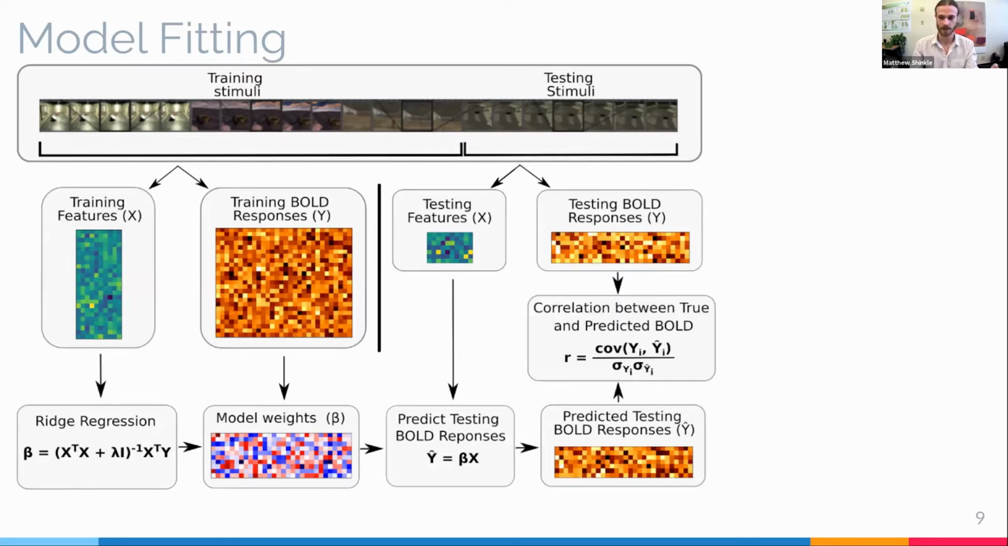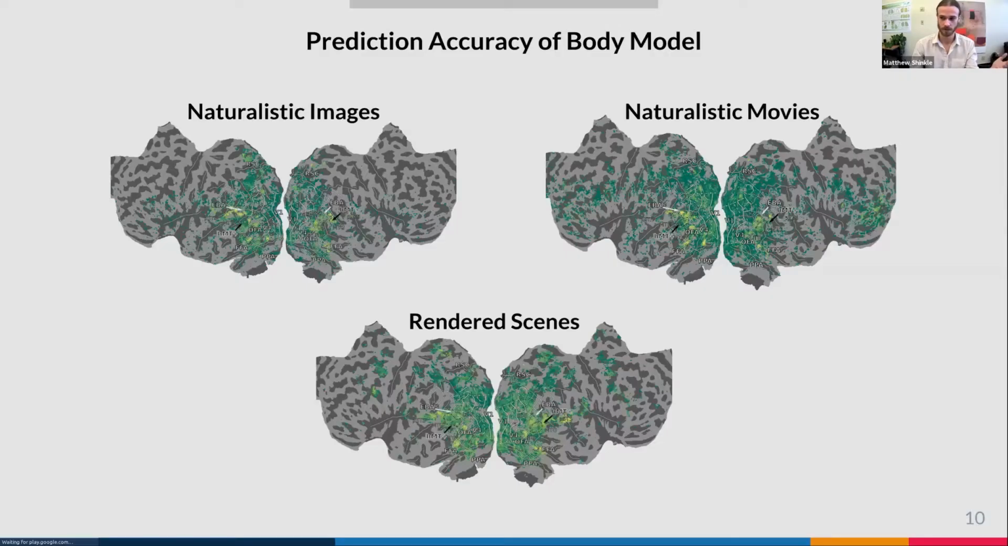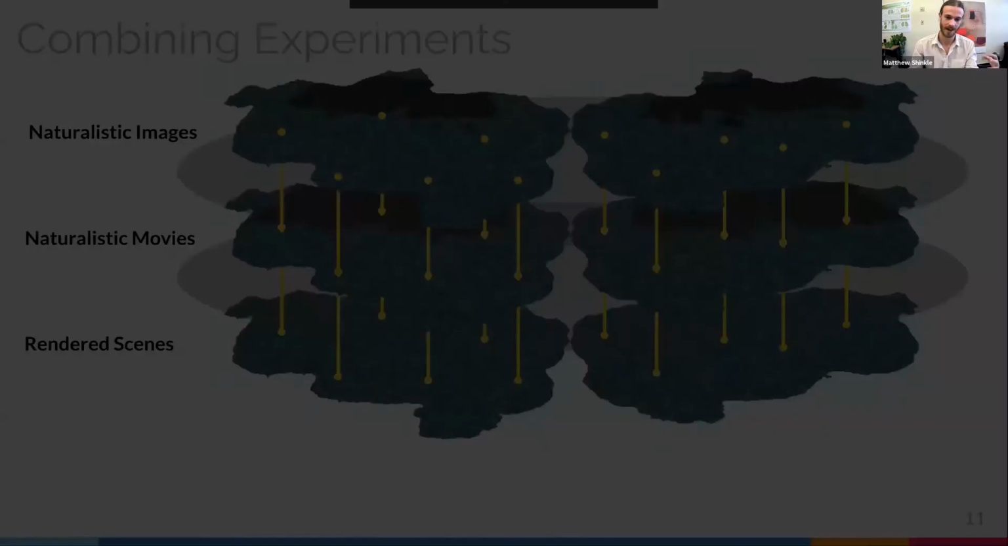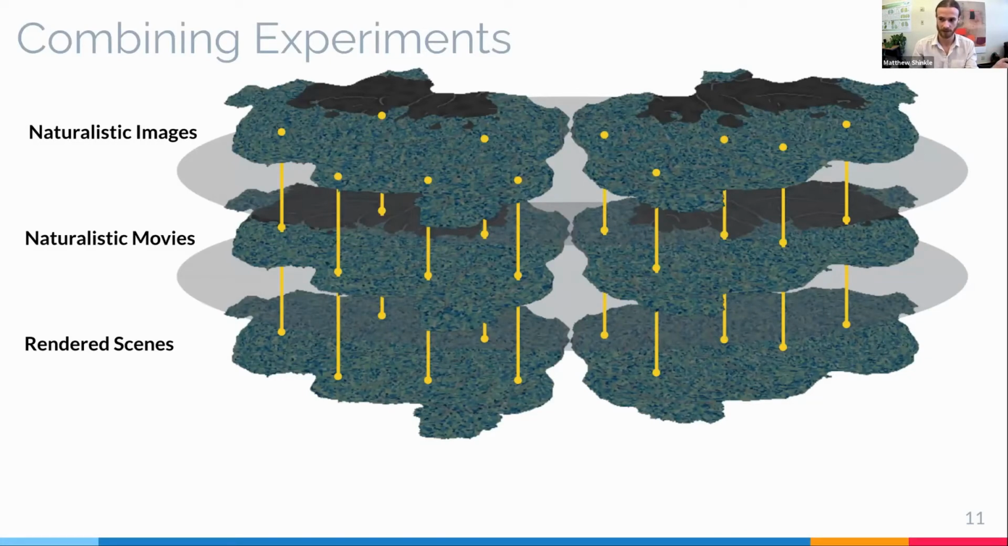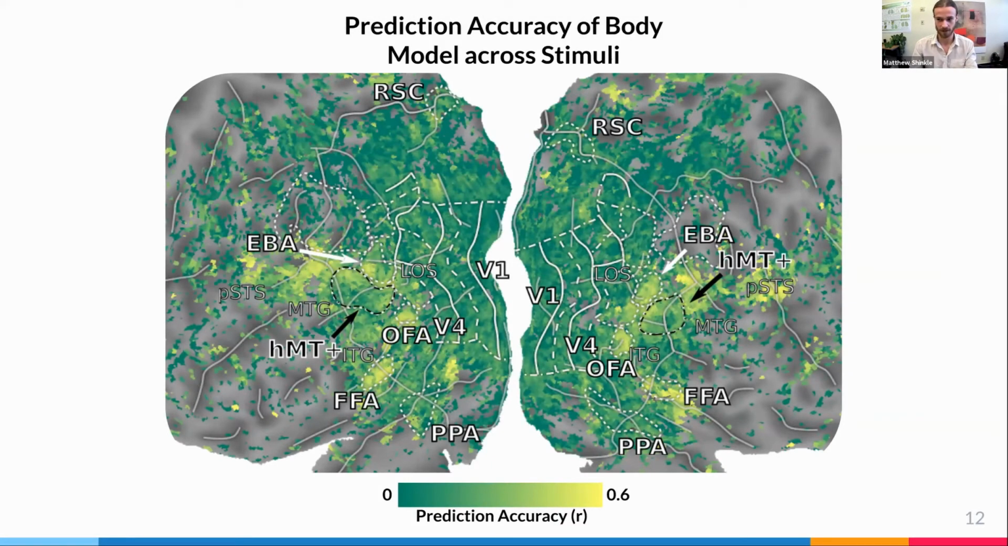We then computed the correlation between our predicted and observed BOLD responses at each voxel in order to generate a map of how well we can predict each voxel in the participant's brain just knowing these body features. So what this resulted in for each participant was 3 of these maps, 1 for each experiment, of prediction accuracy at each voxel. But because we wanted to combine data from all 3 of our data sets into our analyses, what we actually did was then average these flat maps into a single average flat map for each participant. And so here we have the average prediction accuracy across data sets for one of our participants using our body model.